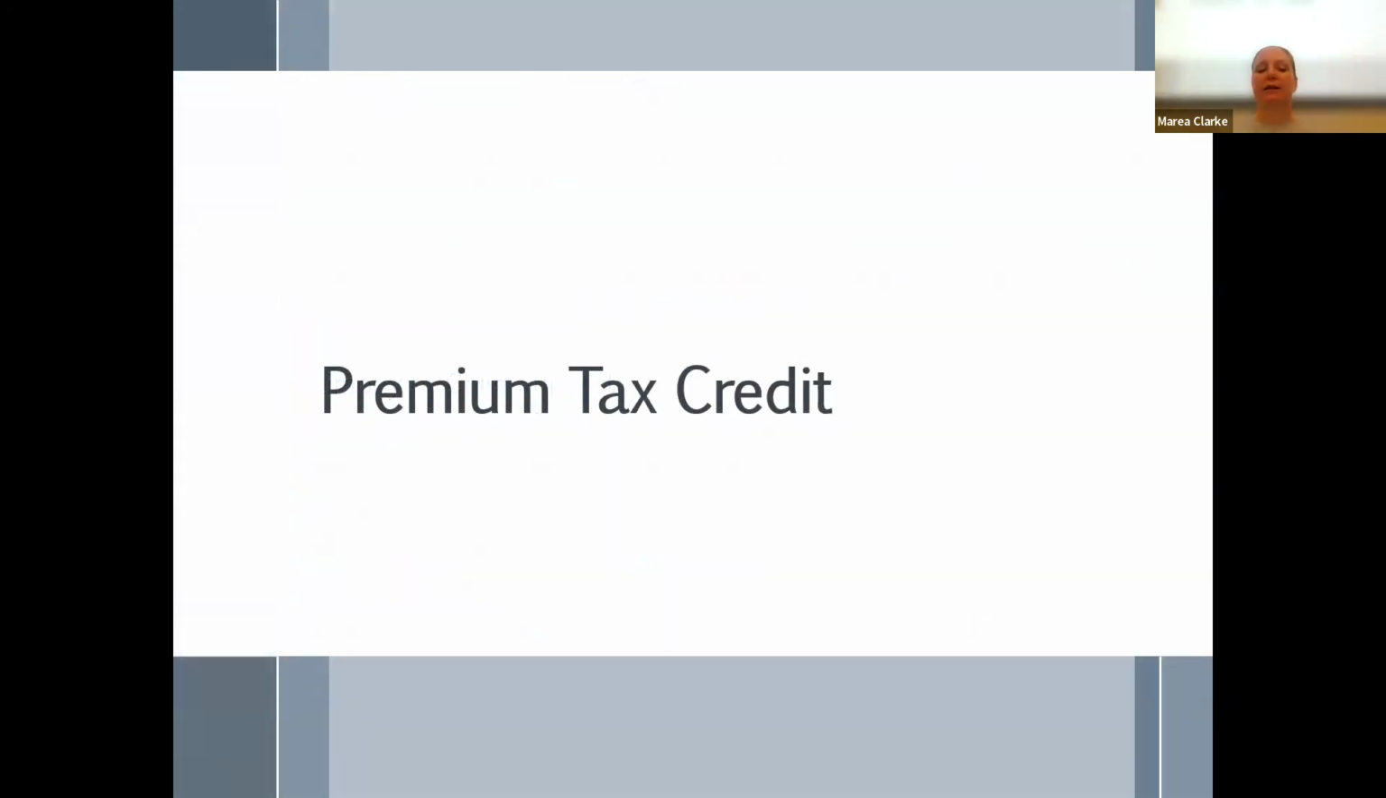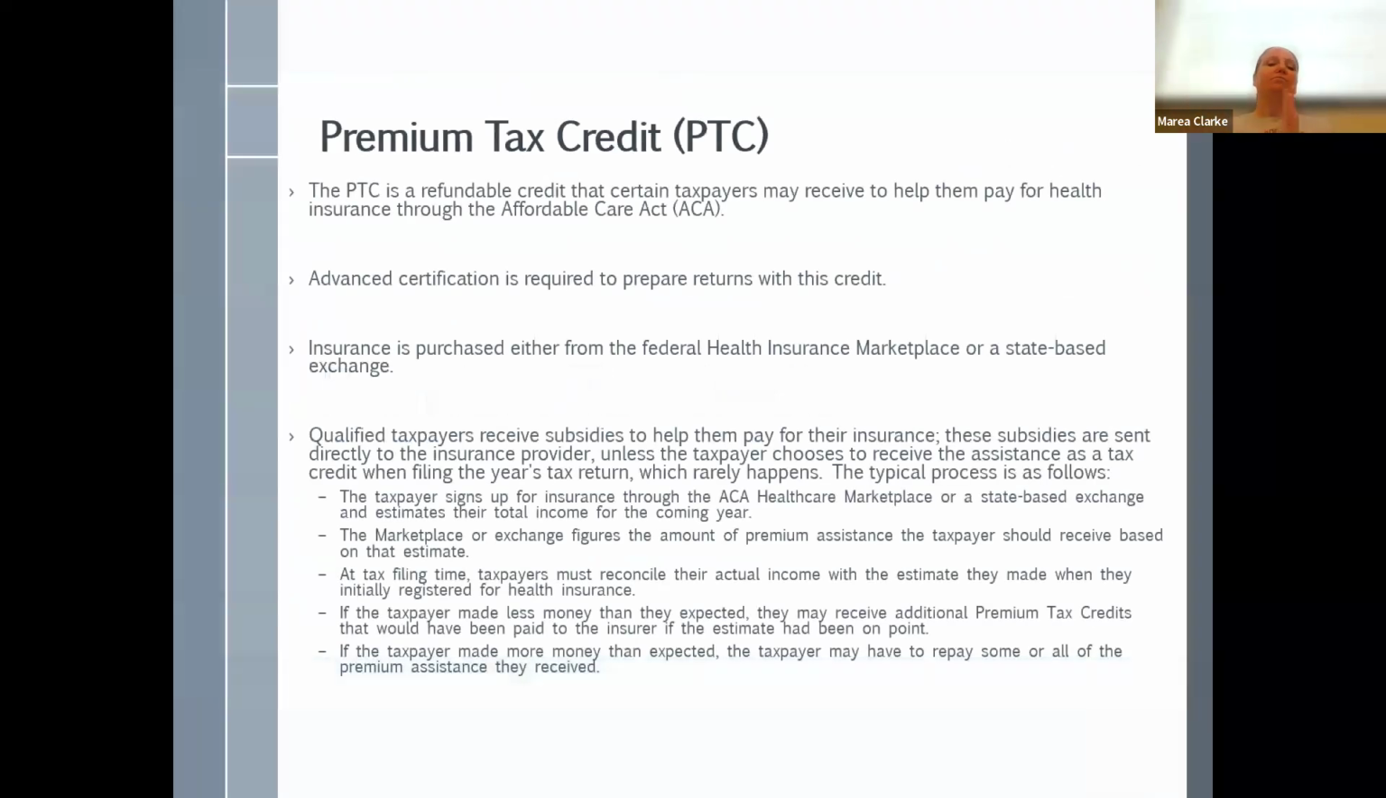Okay, premium tax credit. So through the Affordable Care Act, which was the legislation that required people to have health insurance, they established the premium tax credit. The idea being, if you are low to moderate income, you need to have health insurance. Based on your projected income for the year, we can give you a credit for how much you're going to have to pay on your health insurance.